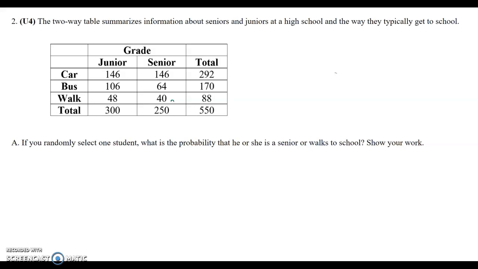If you randomly select one student, what's the probability that he or she is a senior or walks to school? Show your work. Okay, so we have a two-way table that summarizes seniors and juniors at a high school and how they get to school. Anytime we have a probability "or," we know that we add. Now, we have to be a little careful.